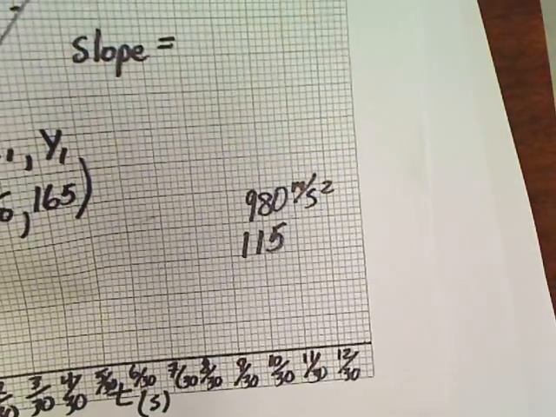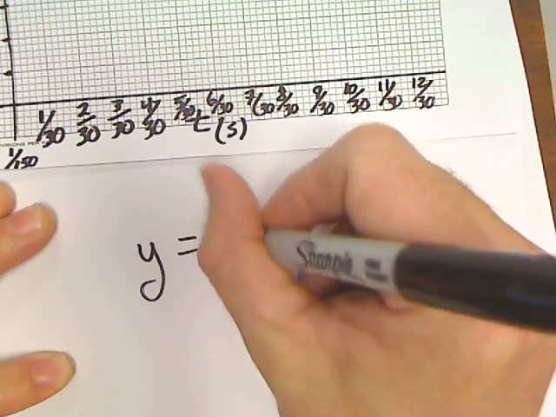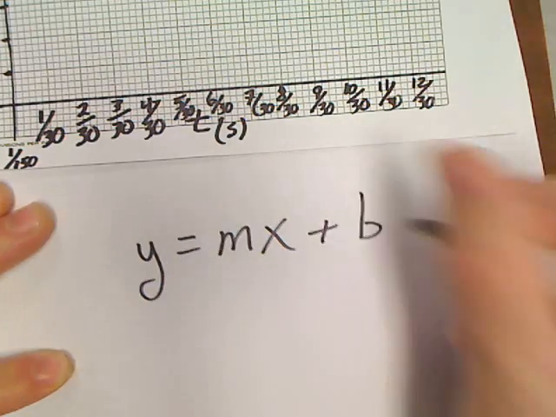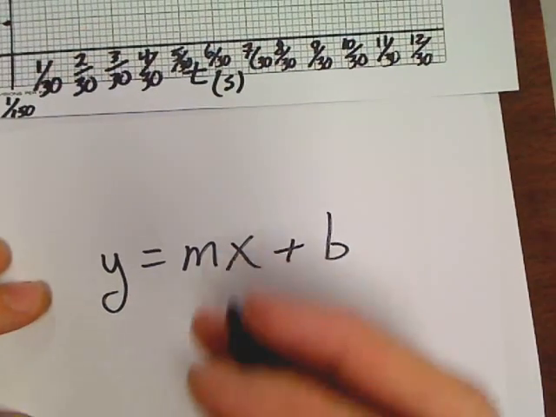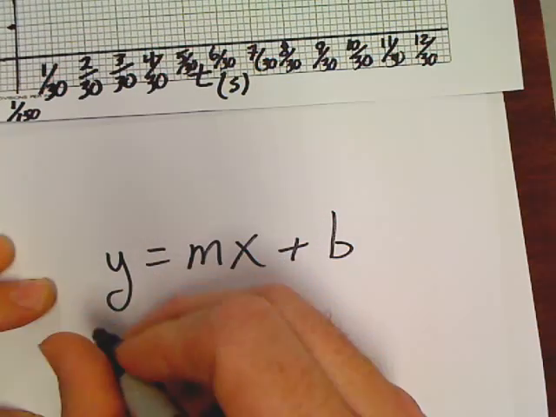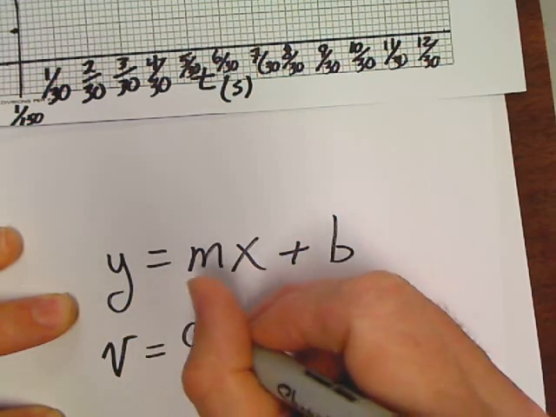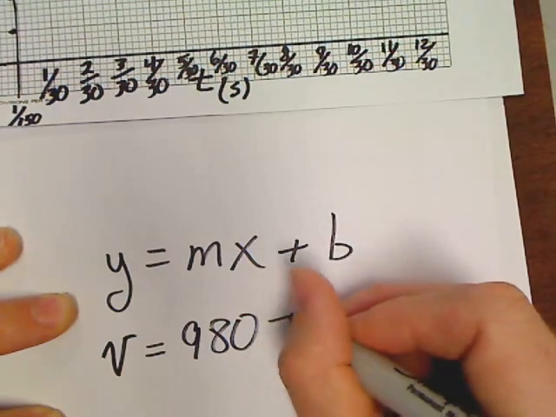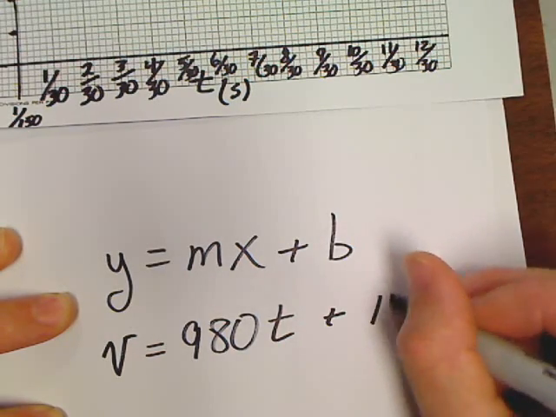Well, let's write the equation for this line. The equation for a line is y equals, I remember when I first went to college, every lab, they wanted you to do this equation for a line. Y equals mx plus b. Well, in this case, your y is a velocity. M is 980, X is time, and then your intercept is, for me, 115.